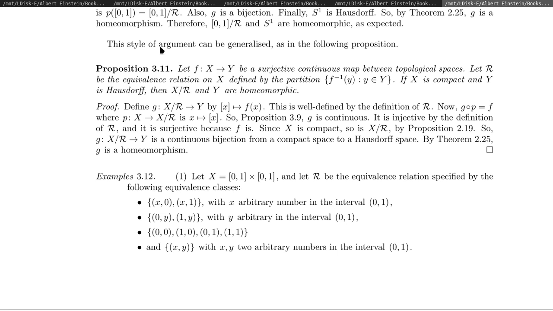This proposition says that if you have a surjective continuous map between topological spaces, you have an equivalence relation, and if X is compact and Y is Hausdorff, then the quotient space and Y are homeomorphic. That would be pretty intuitive, I guess.